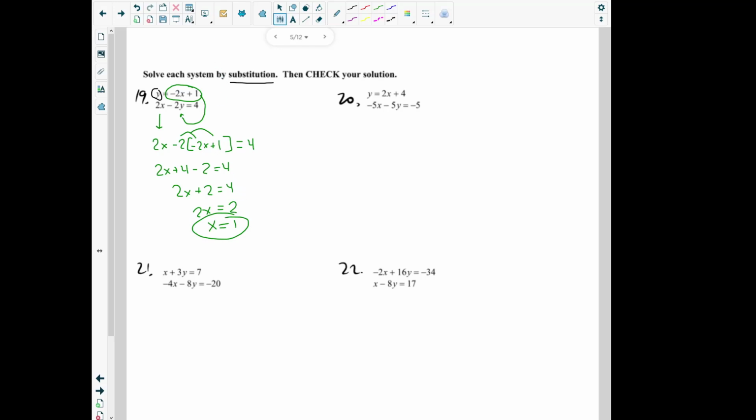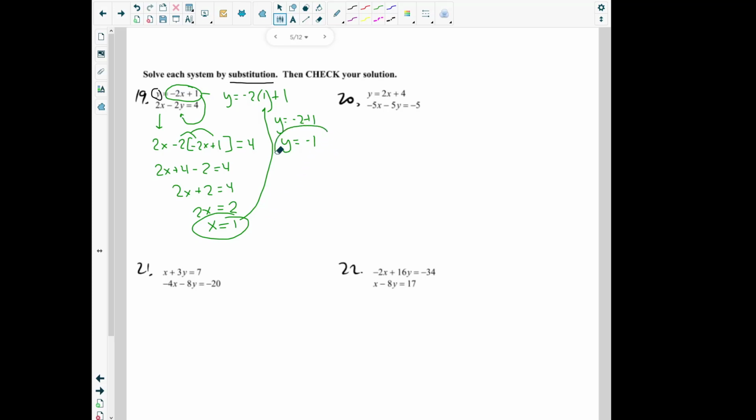I need to know, right, what y is equal to. So I'm going to take this first equation. I could actually do either one. But this first one is set up so nicely because it already says y equals. And I'm going to plug my answer here in for x. Okay, and I'm going to get y equals negative 2 plus 1, which is y equals negative 1.